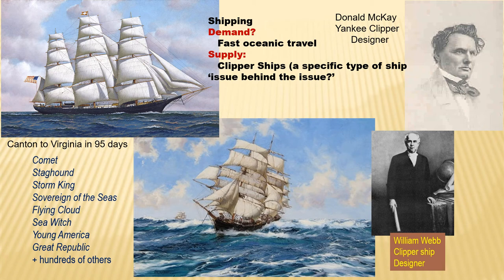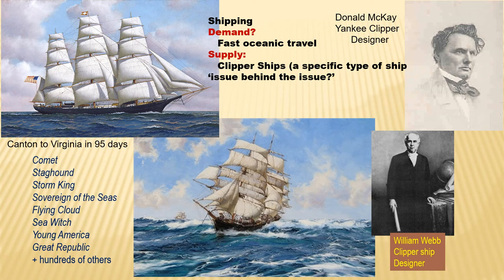The Flying Cloud and the Sea Witch, Young America, they all did this. They were reeling off 400 or 500 nautical miles in a 24-hour period. 400 miles in a 24-hour period. That they could do that. Understand, these ships are sailing night and day. They never let up. So they're able to reel off thousands and thousands of miles really, really quickly.